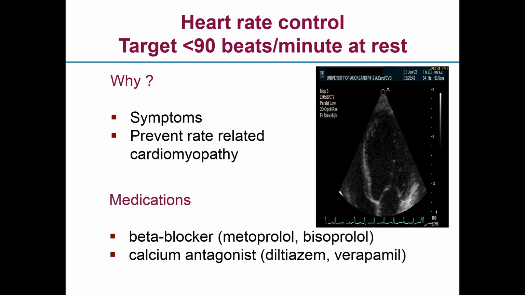The other reason to slow the heart rate other than symptoms is to prevent this condition called rate-related cardiomyopathy. If the heart's racing very fast for a prolonged period of time, it basically gets tired and it dilates and then doesn't contract so well. So to avoid that condition, we slow the heart rate, and when you slow the heart rate, if there is rate-related cardiomyopathy, it usually recovers over a period of several weeks. So that's that.